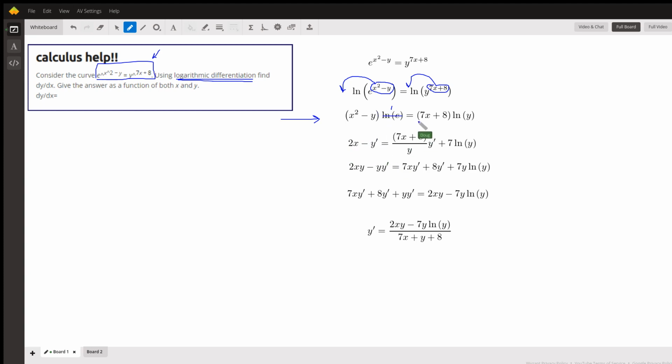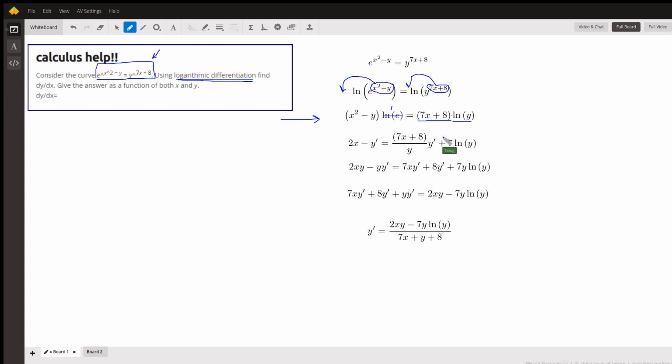Over on the right, we have to use the product rule. So we'll take the first function, 7x plus 8, times the derivative of the second. The derivative of ln of y is 1 over y, but then we have to apply the chain rule and multiply by the derivative of y, which is y prime. And then we have plus the second function, ln of y, times the derivative of the first.